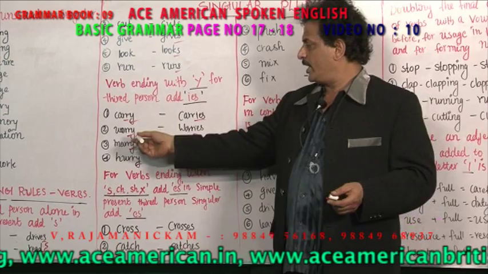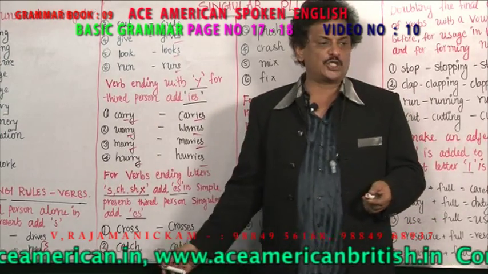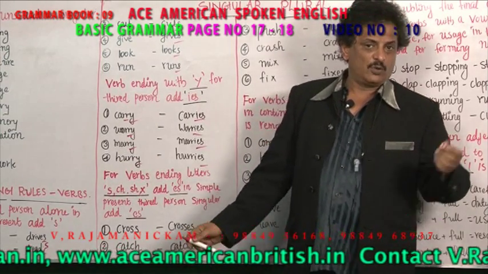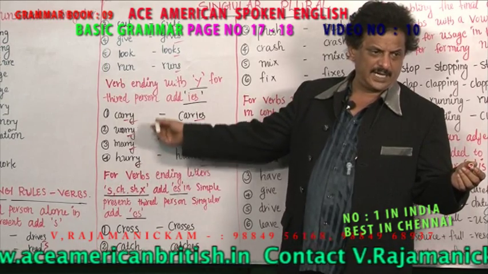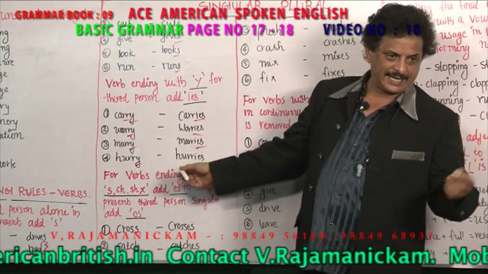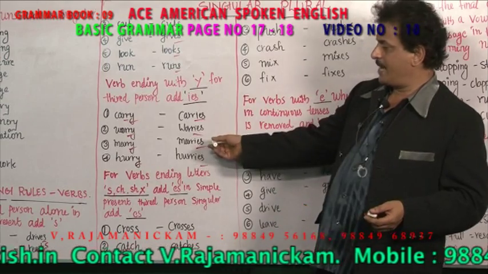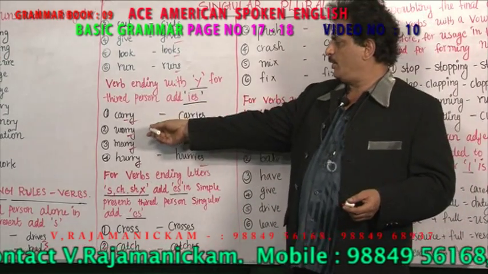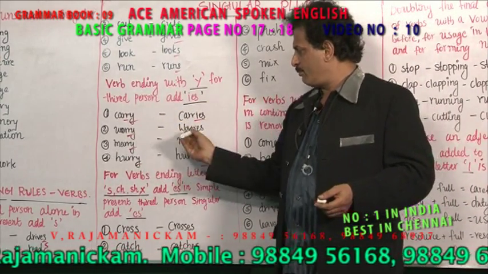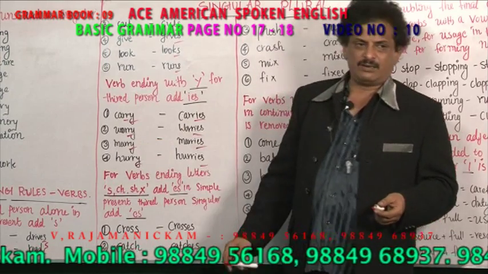So, for carry and worry and marry, what is the match you should have? What is the subject you have to have? Subject should be plural. They carry. They marry. He marries. She marries. We marry. Got it, sir?